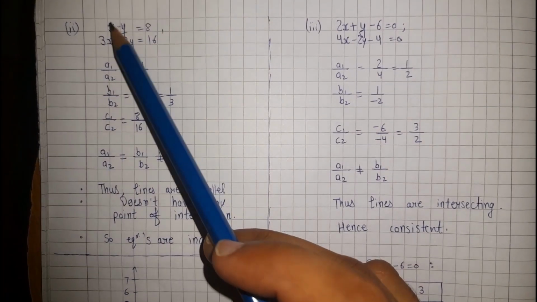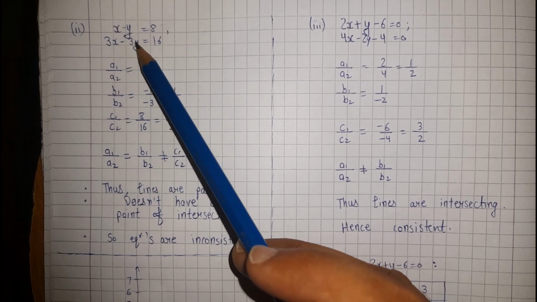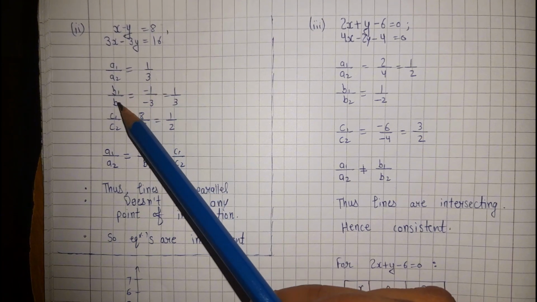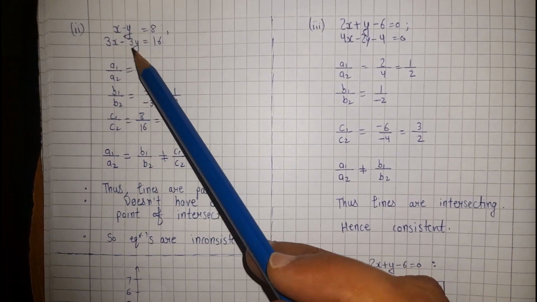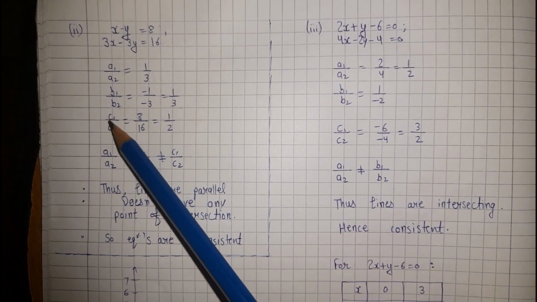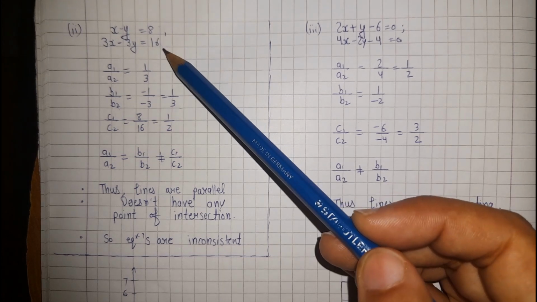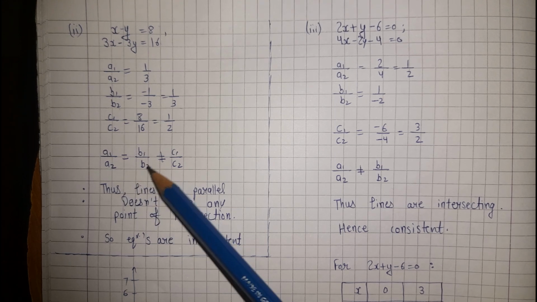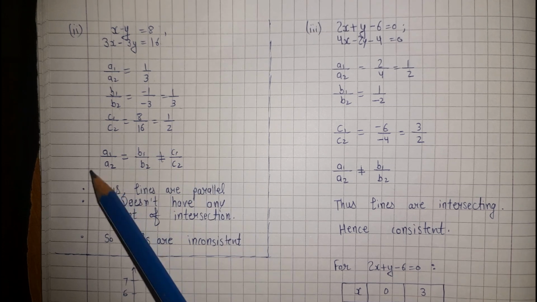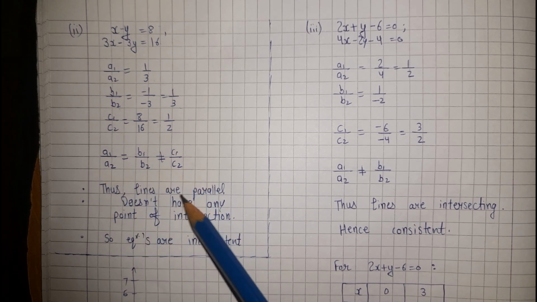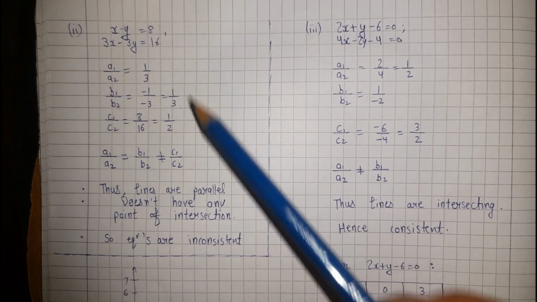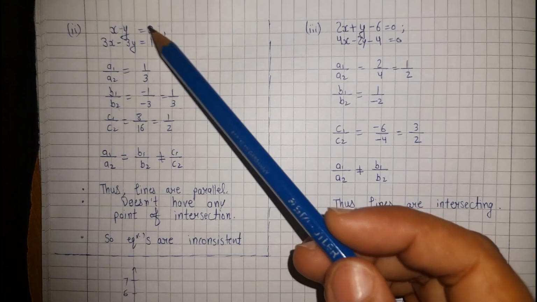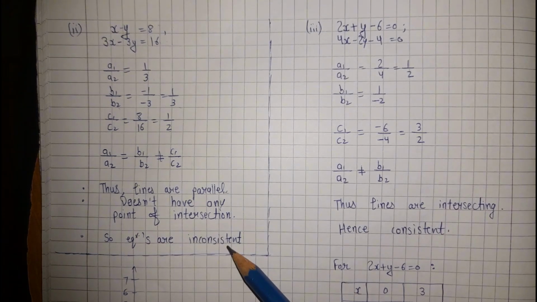Second part, x minus y is equal to 8, 3x minus 3y is equal to 16. Now a1 upon a2 is equal to 1 upon 3, b1 upon b2 is equal to minus 1 upon minus 3, that is 1 upon 3, c1 upon c2 is equal to 8 upon 16, that is 1 upon 2. So a1 upon a2 is equal to b1 upon b2 but not equal to c1 upon c2. This is a case of parallel lines. So these two lines are parallel. Since we know that parallel lines don't have any solution, these equations are inconsistent.